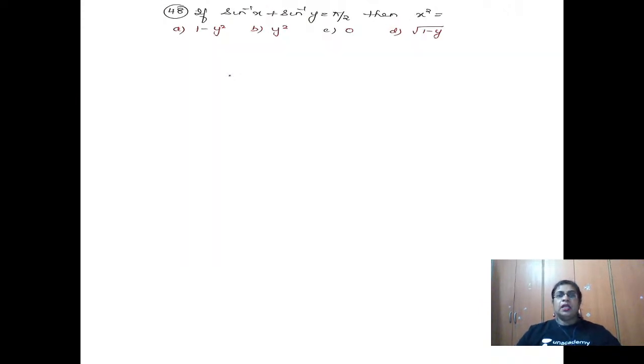Yes. Now, look at the 48th question. What is given here is, if sine inverse x plus sine inverse y is equal to pi by 2, then the question asked is, find the value of x square. Now, what do I know? I know this, that sine inverse x plus sine inverse y, which is given to me, is equal to pi by 2.